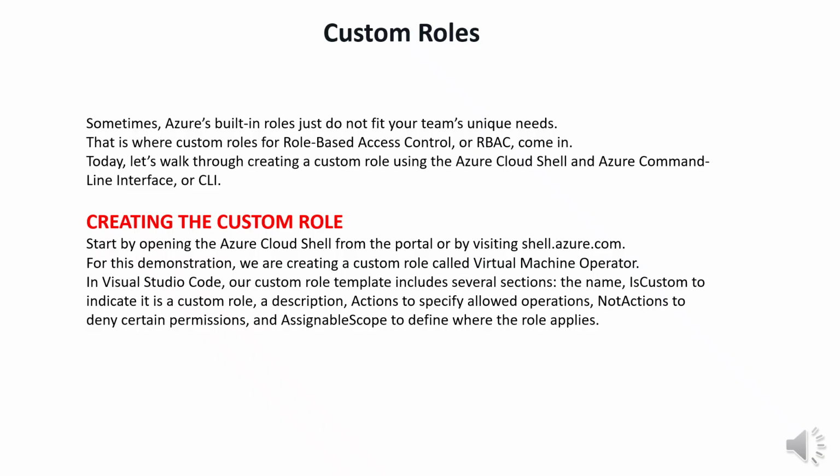In Visual Studio Code, our custom role template includes several sections. The name is custom to indicate it is a custom role, a description, actions to specify allowed operations, not actions to deny certain permissions, and assignable scope to define where the role applies.